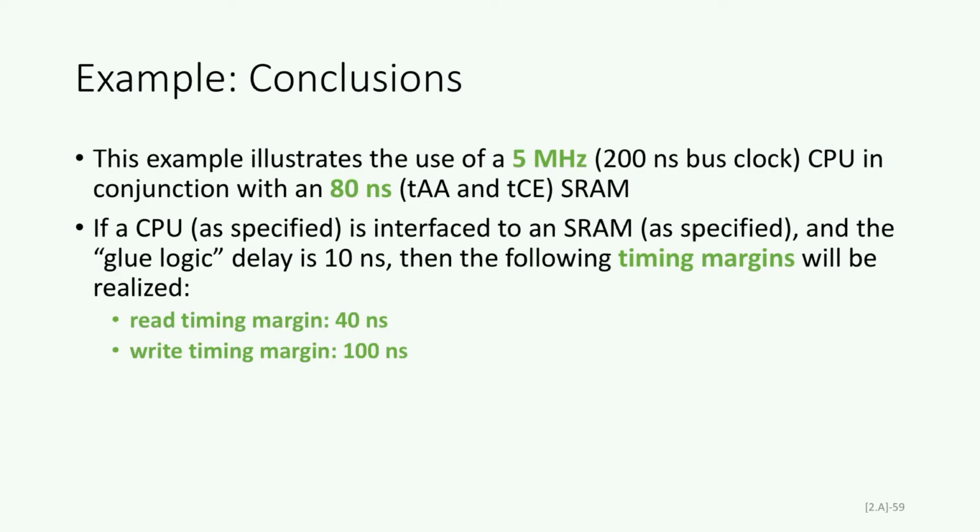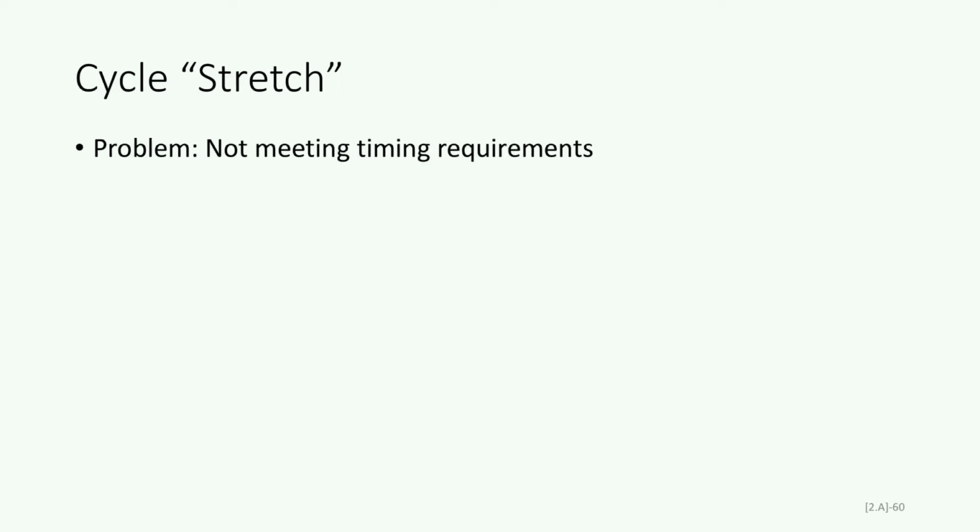So if the CPU we specified is used with the SRAM we specified, and we've got this constant glue logic of 10 nanoseconds, we get a read timing margin of 40 nanoseconds and a write timing margin of 100 nanoseconds, and that's the whole example. Another thing we went over was stretch.